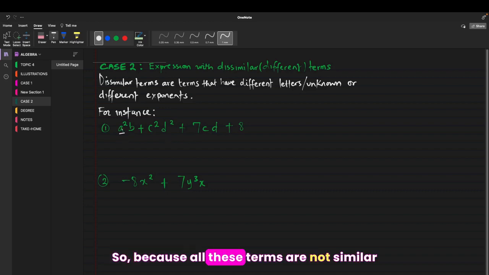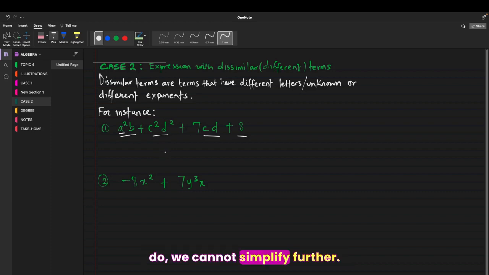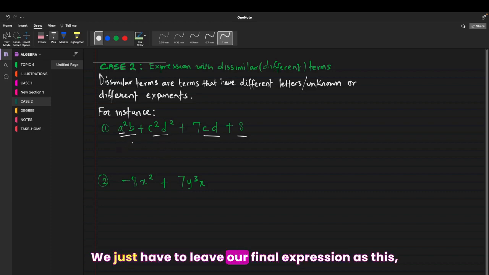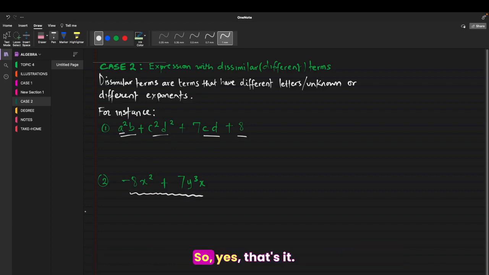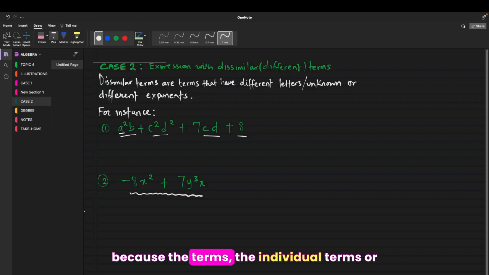So because all these terms are not similar, because the letters and the exponents are not similar in this term and this term and this term, they're all different. So there's really nothing we can do. We cannot simplify further. We just have to leave our final expression as this. The exact same thing is happening to this. So yes, that's how you treat dissimilar terms. You really don't have to do anything, because the component terms are not similar.